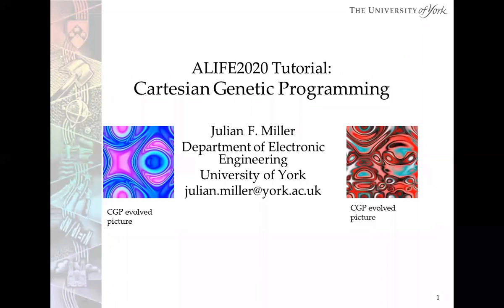CGP is a form of genetic or automatic programming which uses evolutionary algorithms to find solutions to computational problems. It can be applied to a large range of problems. It can even be applied to generating art. The two pictures on this slide were evolved with CGP.